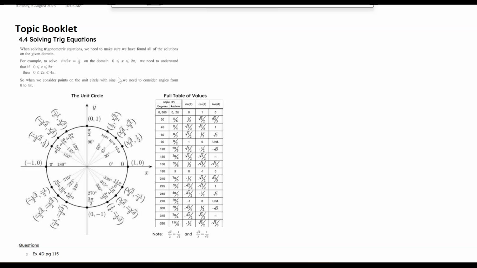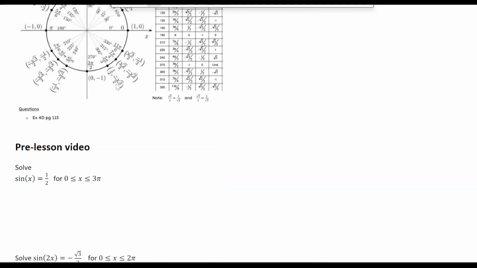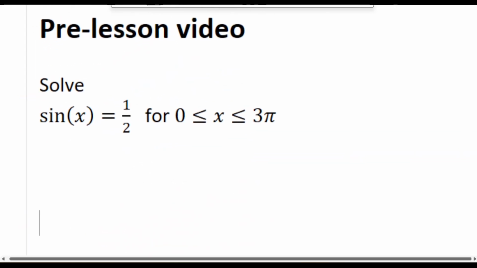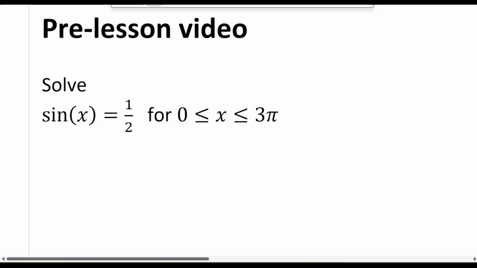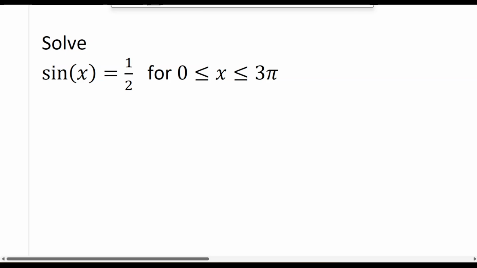Alrighty, we're solving trig equations in this video. By this, I mean we have things like this: solve for sine of x equals a half, and then you're given a certain range of x values. Depending on your favorite method, most people will start by just doing inverse sine.